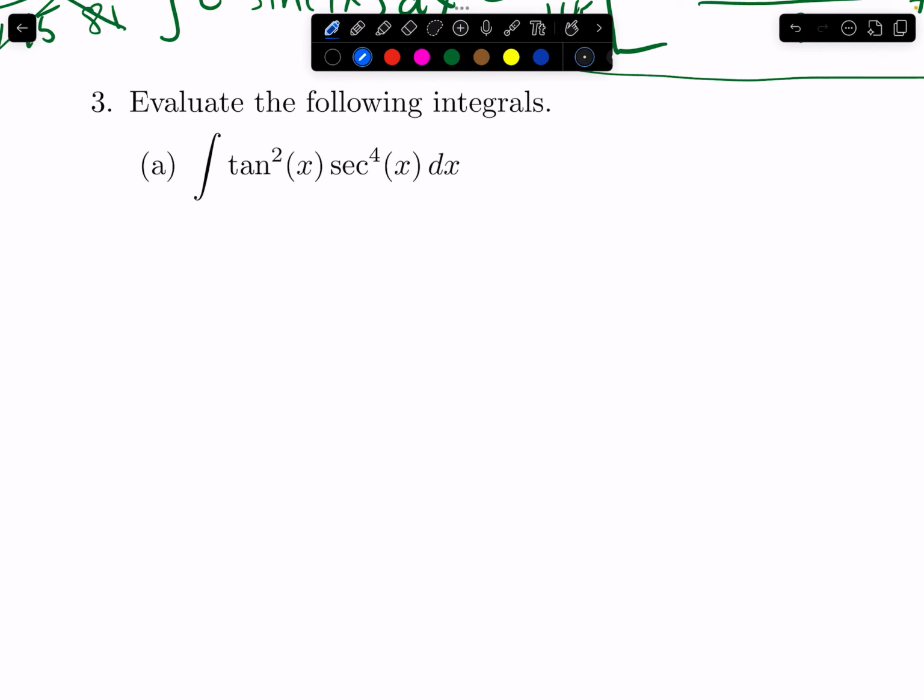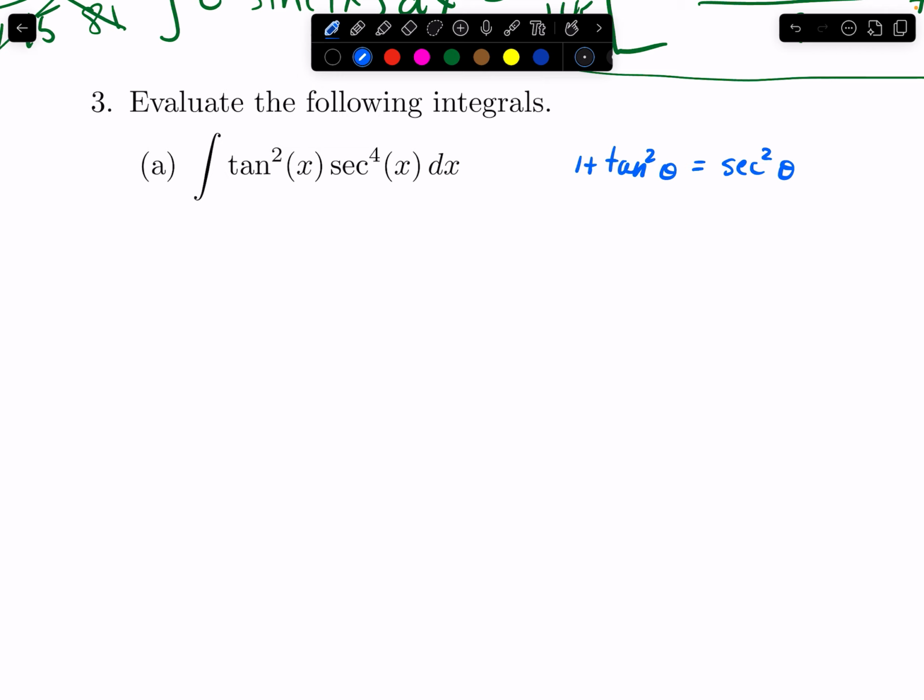All right, it's time for some trig integrals. All right, we have just tangent and secant in here. So we are likely going to make use of the identity 1 plus tangent squared theta is equal to secant squared theta. That's one of our Pythagorean identities.